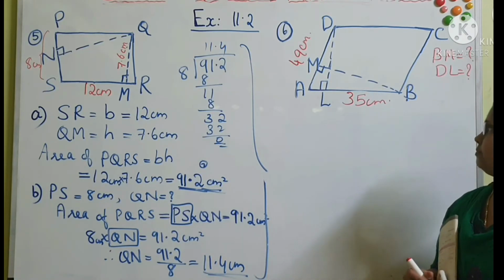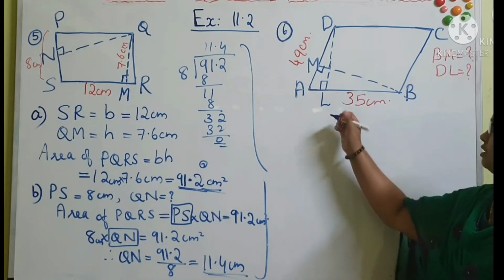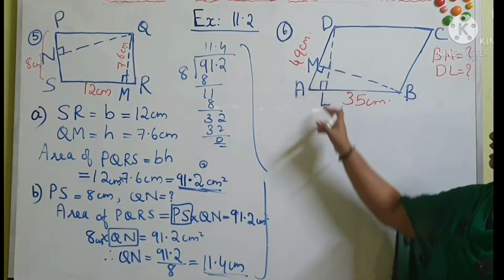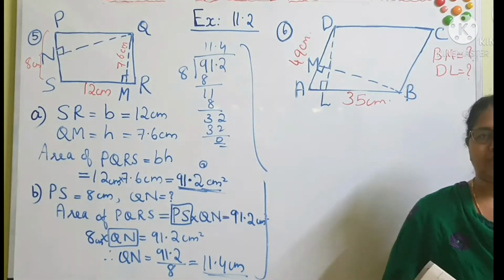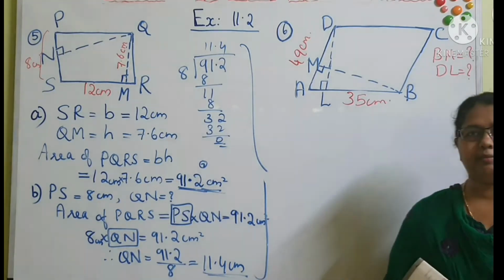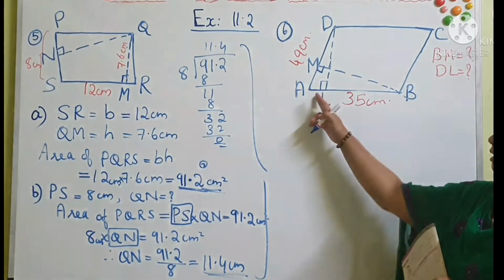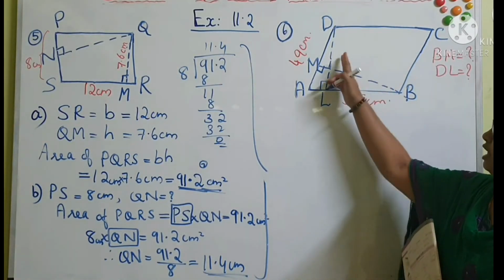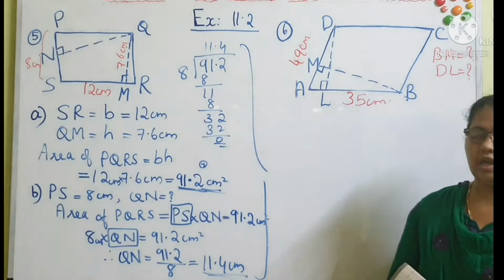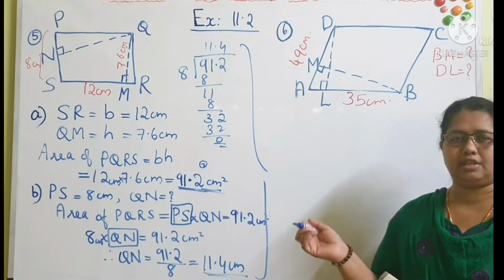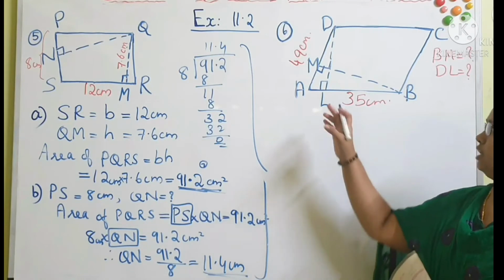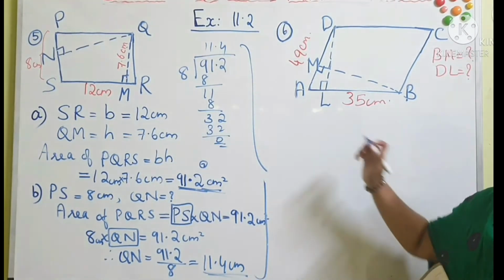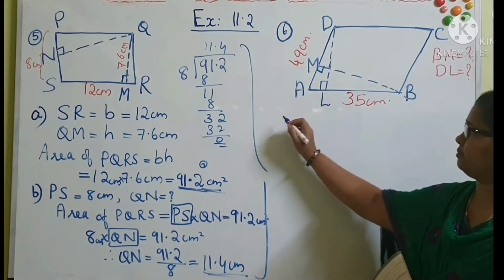BM and DL. In this case, if we take AB as the base, then DL is the height to AB. Area of parallelogram ABCD is equal to AB into DL. That is base AB and height to that base is DL, and that is equal to 1470 centimeter square. It is given in the question. Then AB also we know, then we can easily find DL. Okay, first part, to find DL.